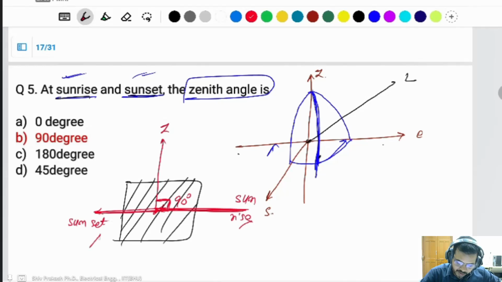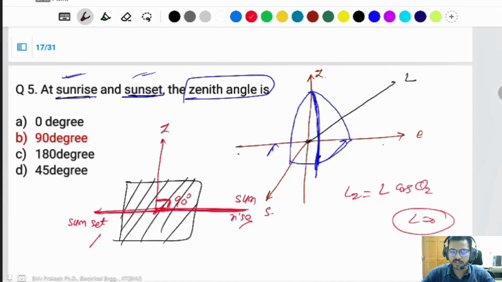At sunrise and sunset, the maximum zenith angle will be 90 degrees, because at sunrise and sunset the insolation will be 0. You know Lz is equal to L cos theta z, then L will be 0 at the time of sunset and sunrise because the sun is not available. Then the angle will be 90 degrees.